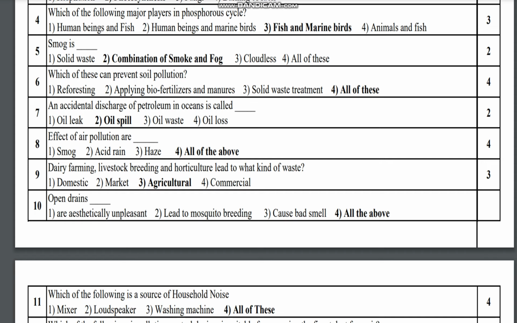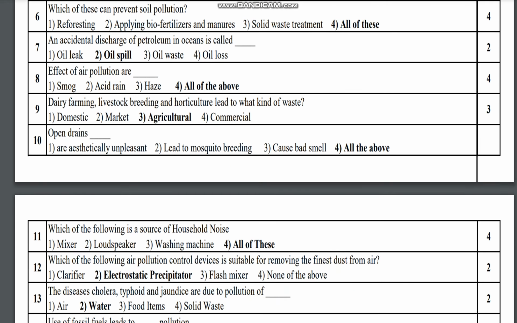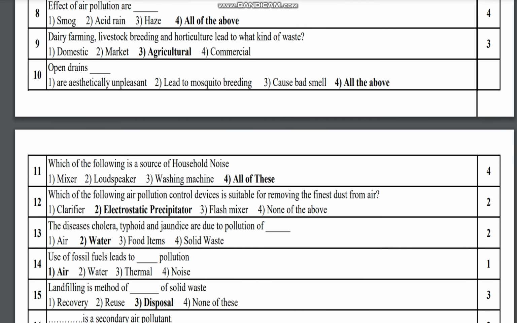Question number 8 is effect of air pollution are smog, acid rain and haze. Question number 9 is dairy farming, livestock breeding and horticulture lead to what kind of waste? It leads to agricultural waste. The next is open drains are aesthetically unpleasant, lead to mosquito breeding and cause bad smell.